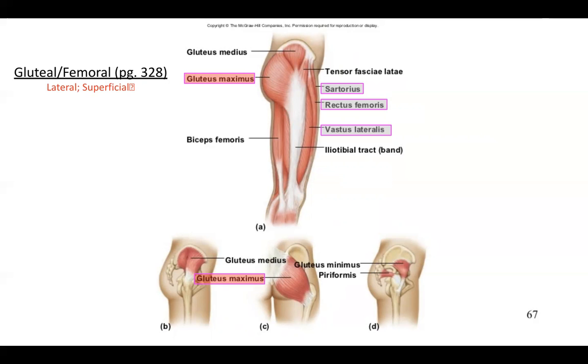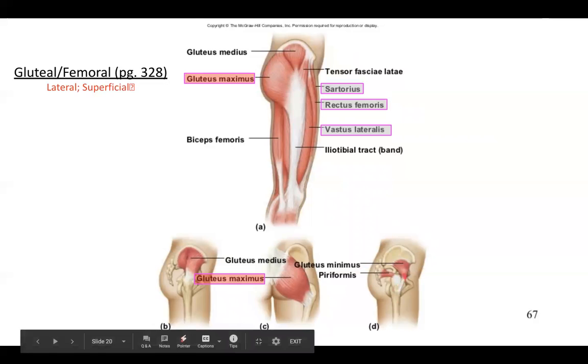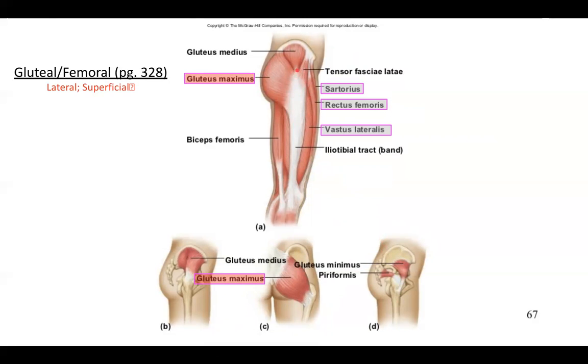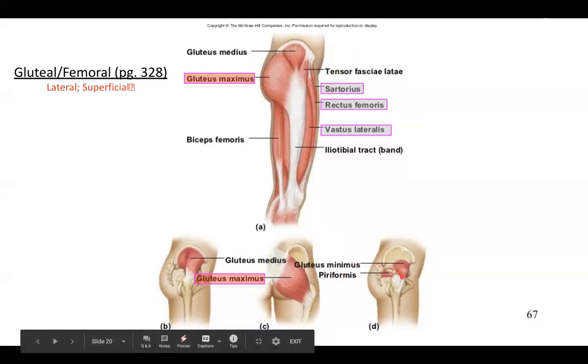The gluteus medius, you can see here, is slightly smaller, but it's more lateral than the gluteus maximus. And then the gluteus minimus too is also lateral. You would have to remove the gluteus medius to see the minimus. But all of them insert into your femur.